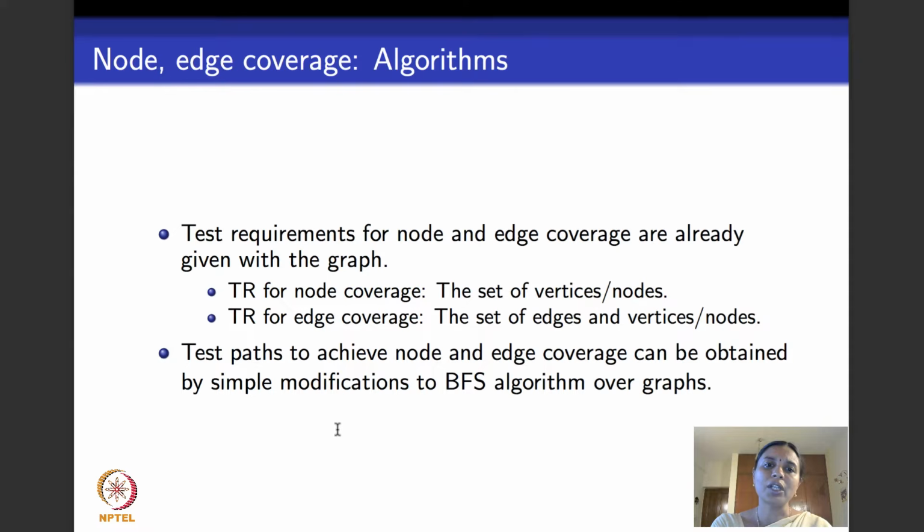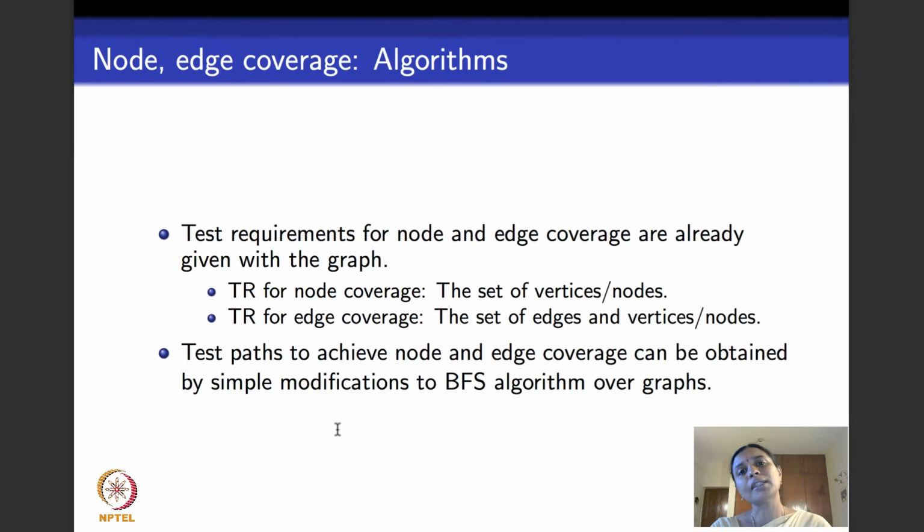So for node and edge coverage, the test requirements are already given along with the graph, right? What is the test requirement for node coverage? It is basically the set of all nodes of the graph, the set of all vertices of the graph. What is the test requirement for edge coverage? It is basically the set of all edges of the graph. There's nothing much to do, right? These are the TRs. They're already given to you. We don't need any algorithms to list them or define them specifically.